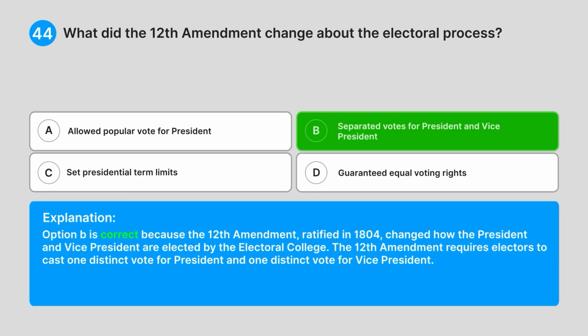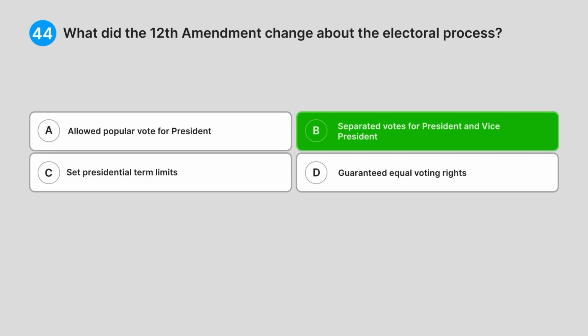Explanation. Option B is correct because the 12th Amendment, ratified in 1804, changed how the president and vice president are elected by the Electoral College. The 12th Amendment requires electors to cast one distinct vote for president and one distinct vote for vice president.